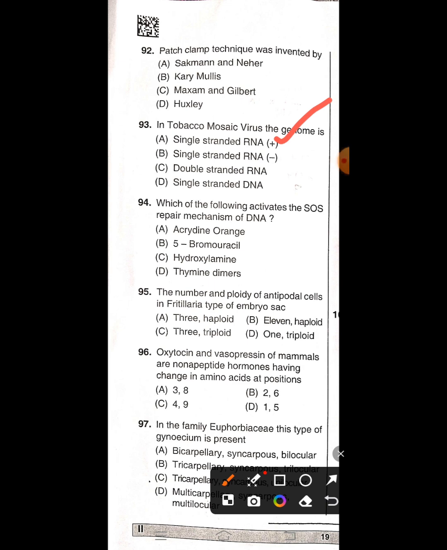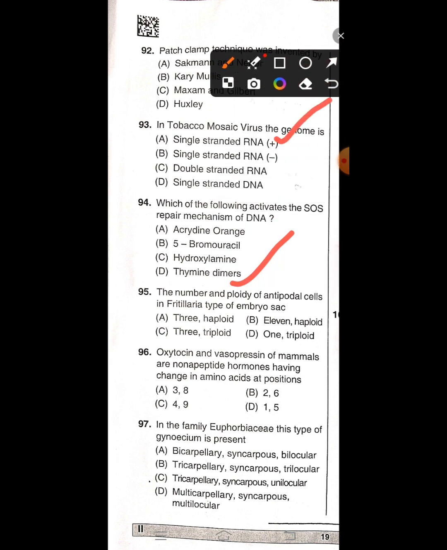Which of the following activates the SOS repair mechanism of DNA? Acridine orange, 5-bromouracil, hydroxylamine, thymine dimers. For this the correct answer is thymine dimers. Let's see the next question.